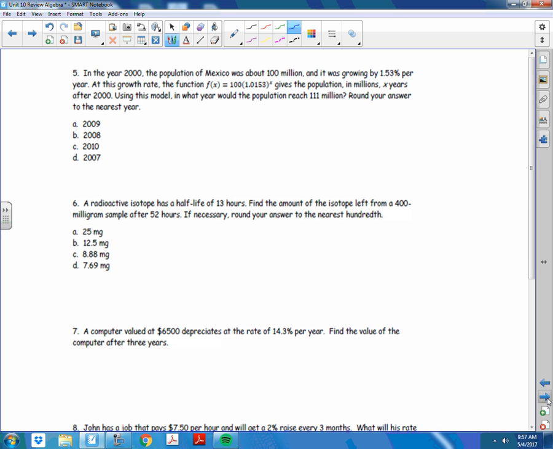Okay. Number 5. In the year 2000, the population of Mexico was about 100 million, and it was growing by 1.53% per year. If this growth rate, the function, gives the population in millions next year, using this model, what year will the population reach 111 million? Guys, what does 111 million represent? It represents your output or your y, which means, in this case, they already give you the function. You simply go to y equals, you type in that function, 100 parentheses, 1.0153, close parentheses, caret x. You go to the table, and you look for when the population reaches 111 million.